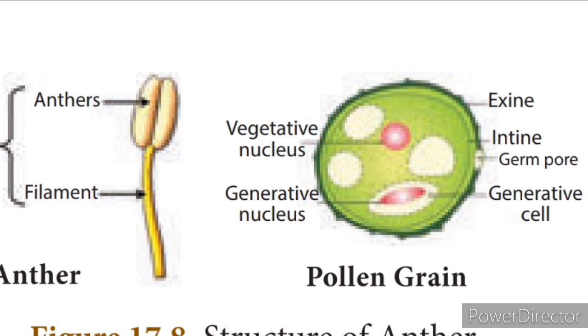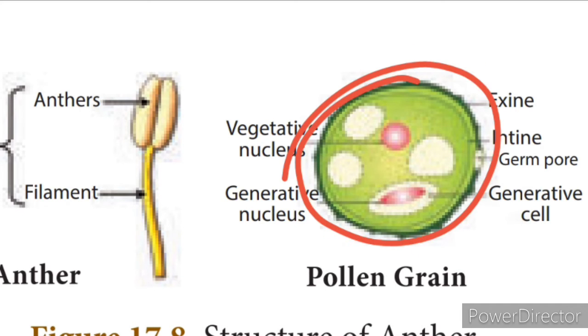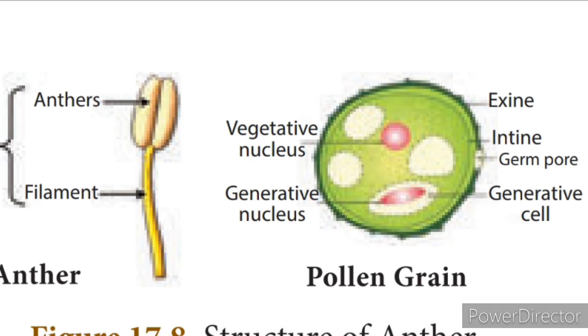Next we'll see the pollen grains. Pollen grains are usually spherical in shape. You can see the picture here, and this consists of two walls, two layers. The first, outermost hard layer is called the exine. Here you can see it is not even, isn't it? It has a rough surface, so it is hard. The outermost surface is called the exine.